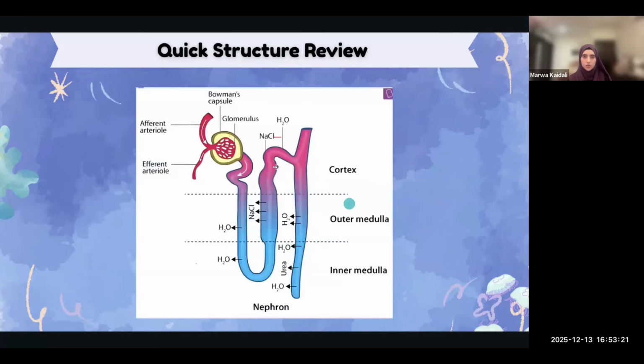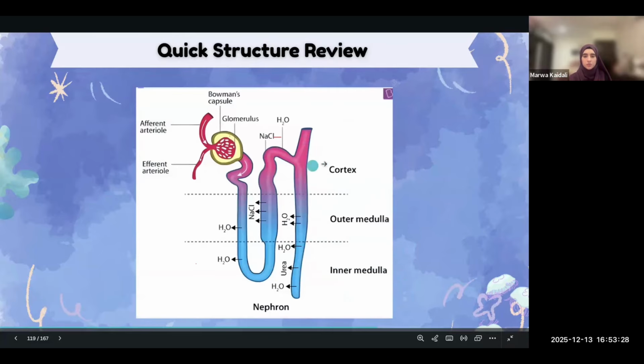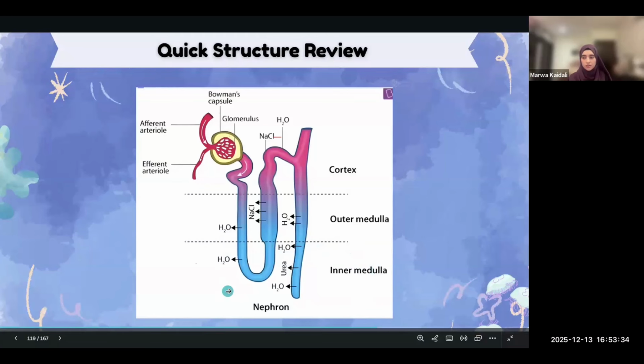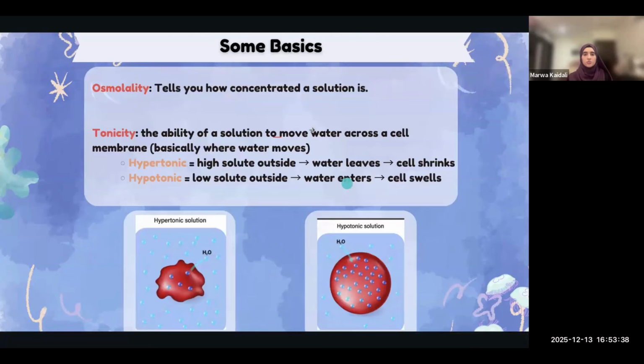So again, this is just a quick review. We have our nephron here, and this is part of the cortex. This is part of the outer medulla, and here the inner medulla. This is just based on the renal anatomy that you know, okay? Now our main guy over here is the inner medulla. We're going to be focusing a lot on the inner medulla in this lecture. So before that, we are going to review a few more basics.